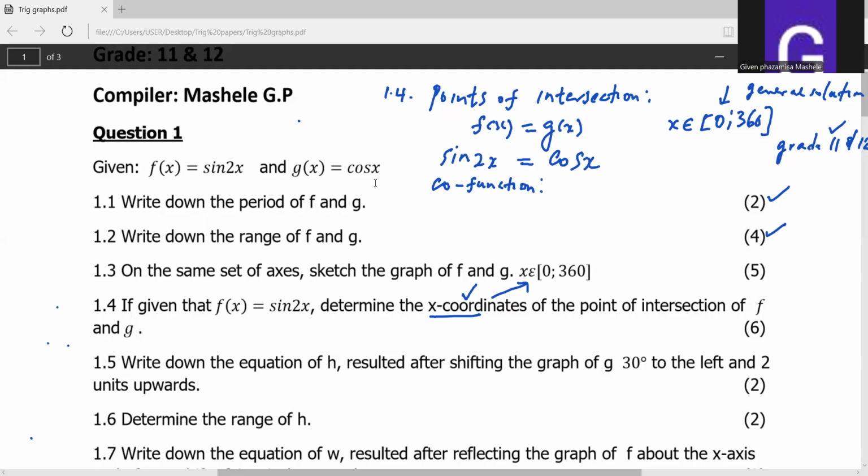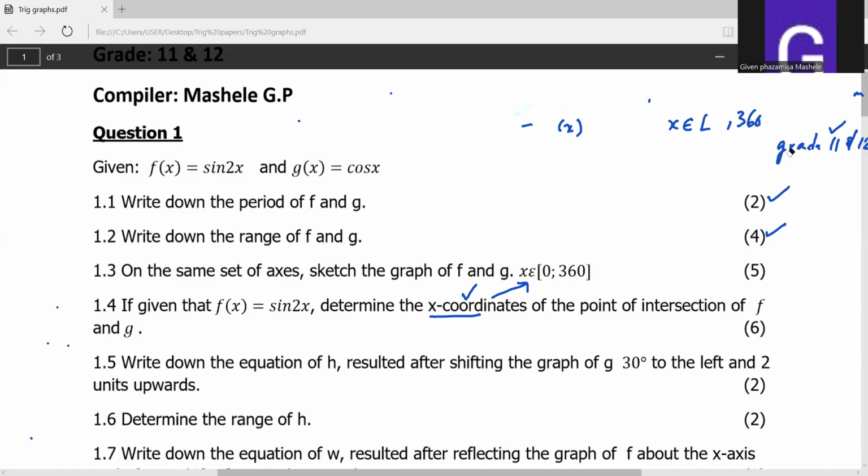Okay, guys, I want to create a space where we can write this nicely, because I want to show two methods to accommodate both grade 11 and grade 12. It's easier for grade 12 to solve this, but even grade 11, you need to know it.